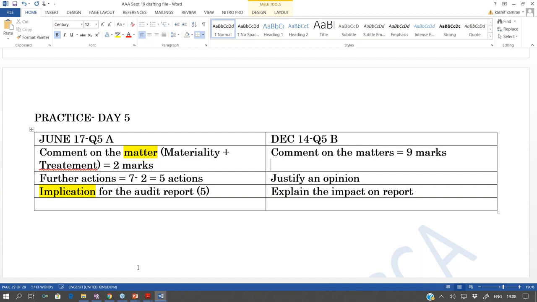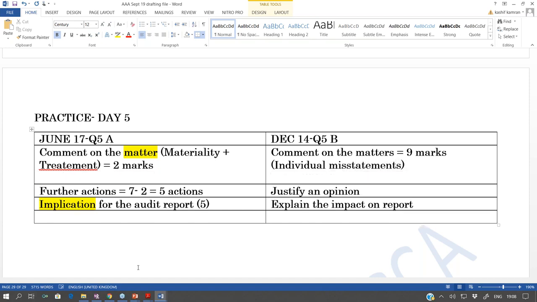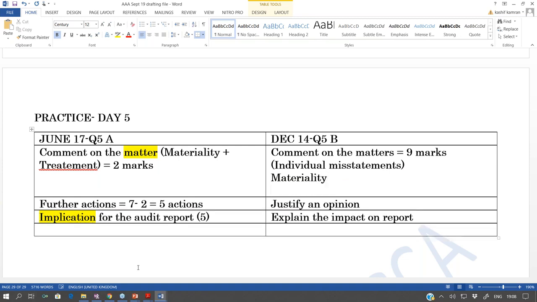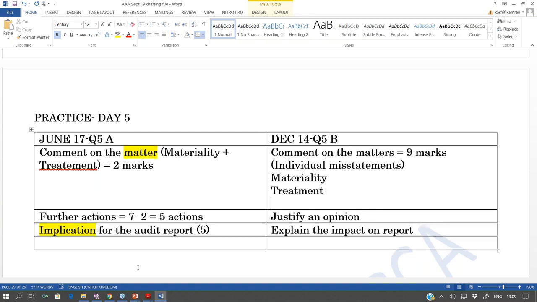And are we commenting on the matters for individual misstatements? Individual misstatements. So what should be my first comment? My first comment should be materiality for the individual misstatement. Then my second comment would be on the treatment. And for every individual misstatement, I will be writing the impact of the individual.